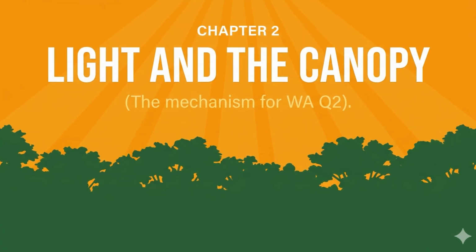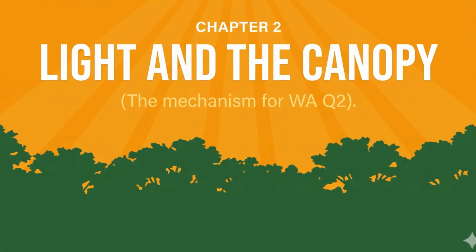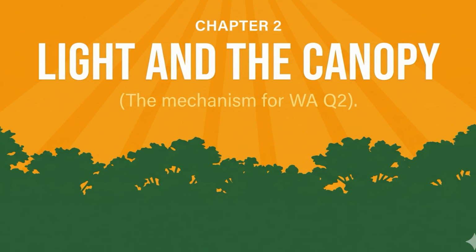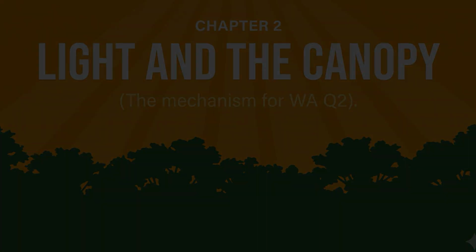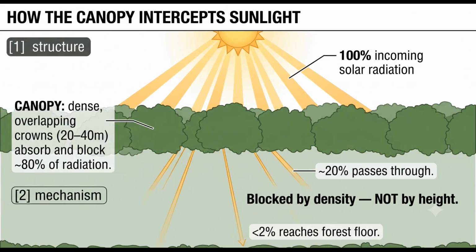Chapter 2. Light and the canopy. The mechanism for WA Question 2. This is the mechanism behind WA question 2, and it has 2 parts, a structure and an effect.